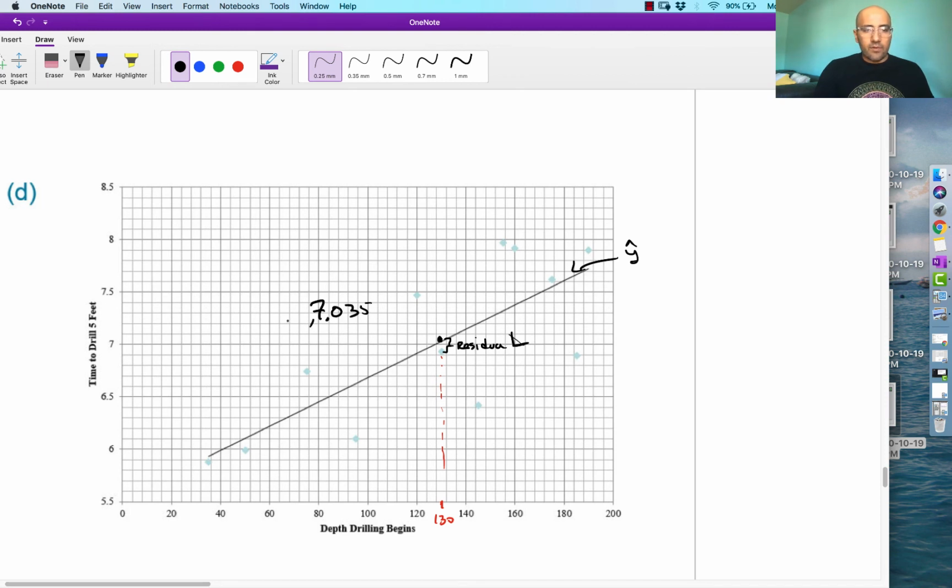7.035, comma 130. That's my predicted value, right? According to my best fit line, it should take 7.035 minutes to dig an additional 5 minutes when you start at a depth of 130. However, the observed value, that's this guy right here, that observed value was actually that 130 matched with 6.93 minutes, right? So it was a little bit lower than this.